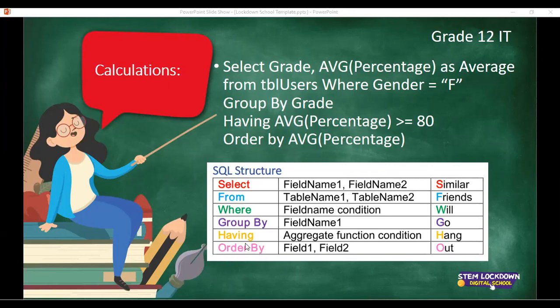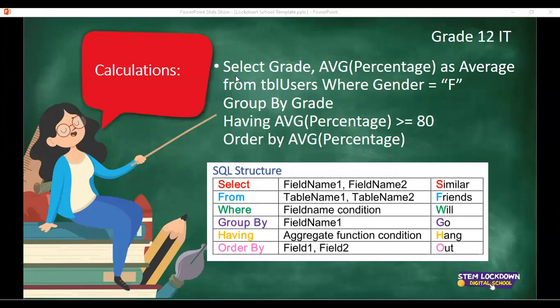So to help you remember the order, I have made a little mnemonic. Similar friends will go hang out. So similar for select, then friends for from, then will for where, then go for group by, then hang for having, and the O for order by. If you don't have a where, you will just leave out the where, but you'll still have select first, from, and then group by, and then having.